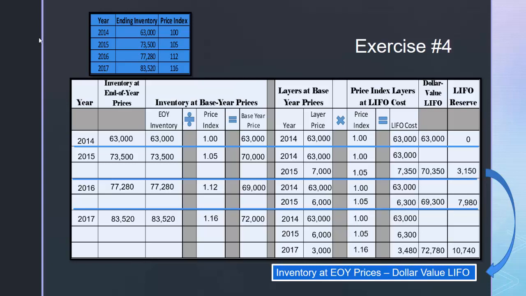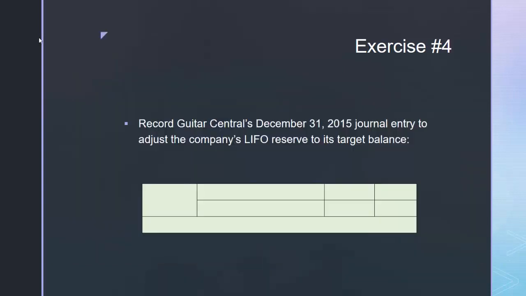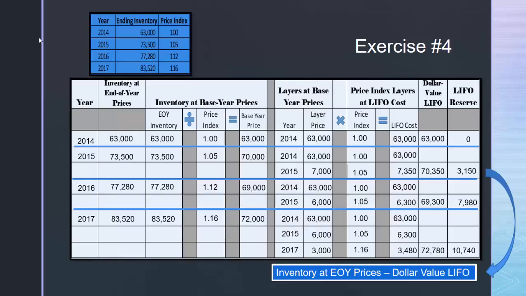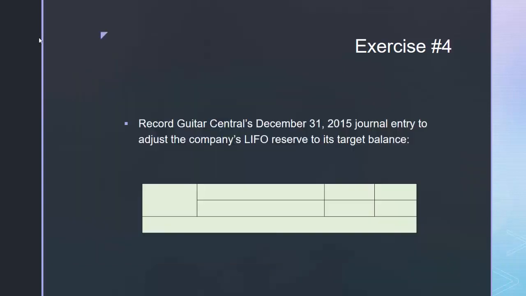So the LIFO reserve is just essentially a contra asset account that carries the difference it would take to take your inventory from FIFO amounts down to LIFO amounts. And we carry it on the books just like we would carry any allowance of any sort. So think of it like allowance for bad debt. It works the same exact way. The journal entry that we have, in this case on December 31st, 2015, is going to adjust our LIFO reserve to its target balance. So if we go back to our table, we see at the end of 2014 we had a LIFO reserve of 0, and at 2015 it was up to 3,150. Well, we need to increase our LIFO reserve for the difference, which, because it started at 0, is also 3,150.